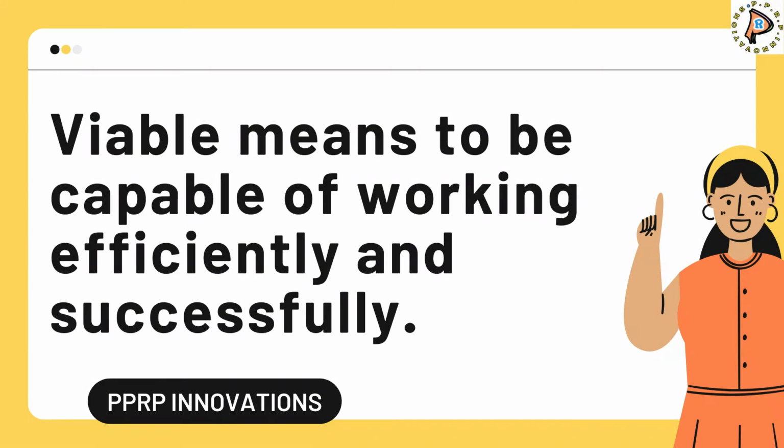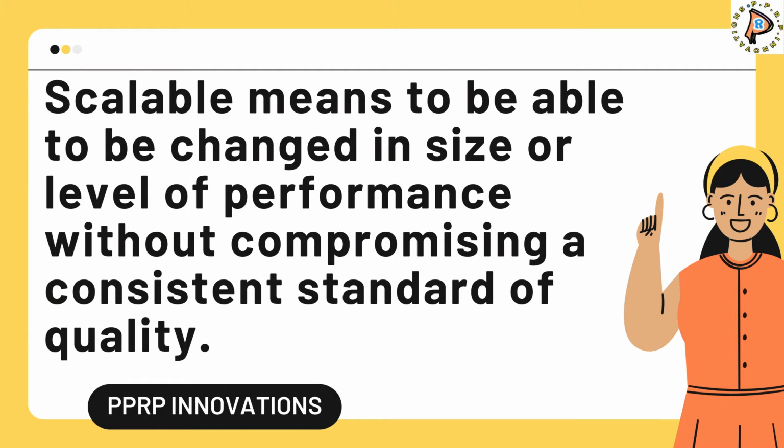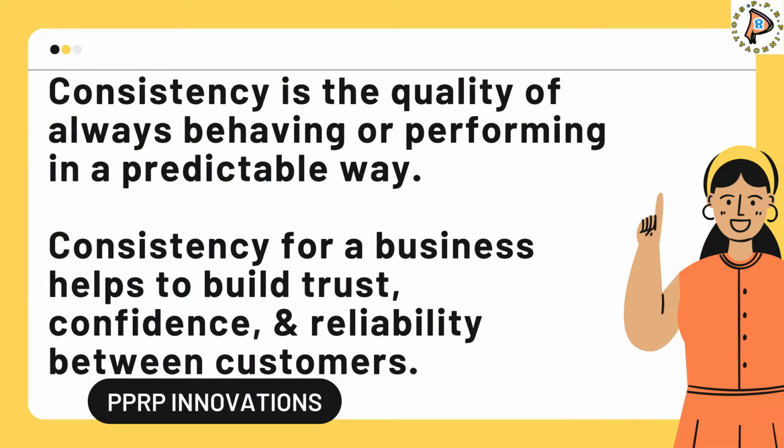The next concept to remember is viable. And what that means is to be capable of working efficiently and successfully. Viable means that when I turn it on, it works, period. Next component is scalable. What that means is to be able to be changed in size or level of performance without compromising a consistent standard of quality. Last condition is consistency. What that is the quality. Quality, always behaving and performing in a predictable manner.